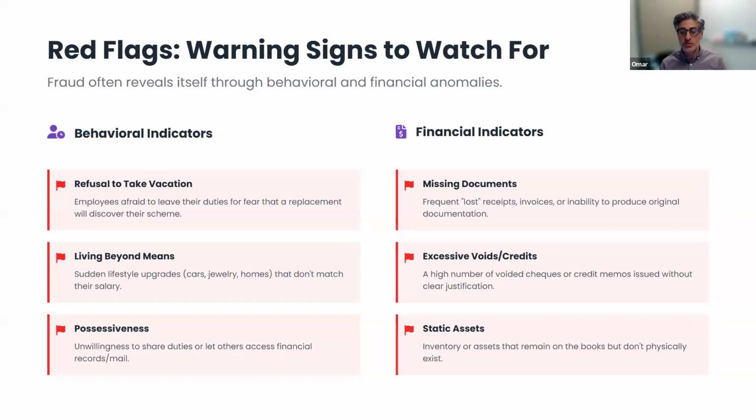Missing documents, so frequent lost receipts, invoices, or inability to produce original documentation. And this is where, when we were talking about expense reports, having those policies really clearly in place so that you can quickly take action when you identify a situation like this. Excessive voids and credits, so a high number of voided checks or credit memos issued without clear justification. Static assets, so inventory or assets that remain on the books but don't physically exist.